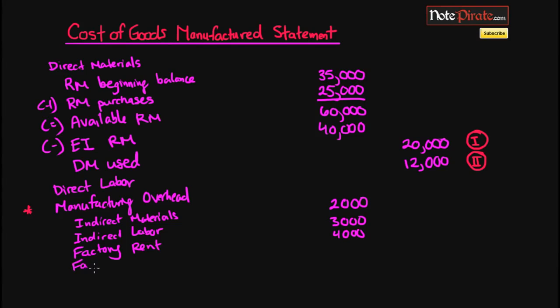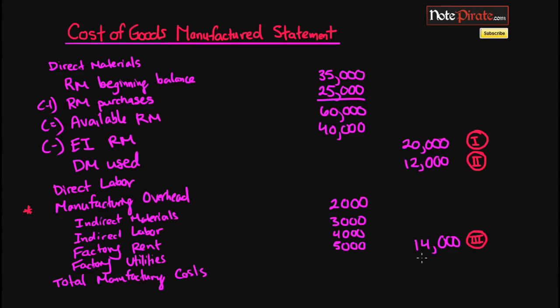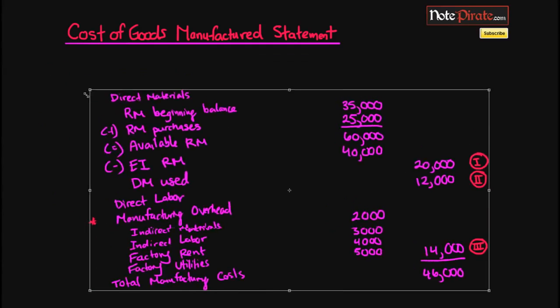And we can also have factory utilities because of course we need to keep the lights on in order to continue working. So altogether that's going to be 5, 5, and 4, which is $14,000 of overhead, and that's going to be the third part. And altogether, those three are going to be known as the total manufacturing costs. So those three added up will actually be $46,000. And I'm just going to resize this part before I get to the work in process changes.